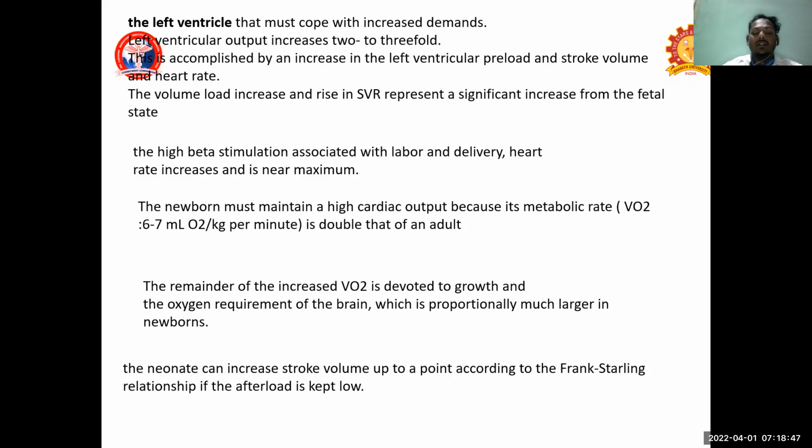The neonate can increase stroke volume up to a point according to the Frank-Starling relationship if the afterload is kept low.